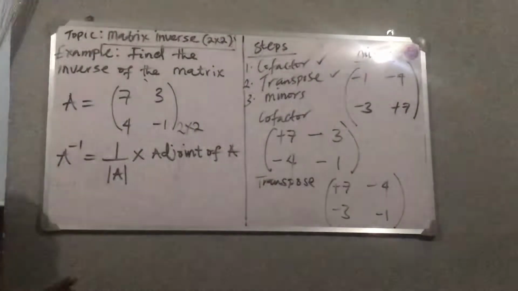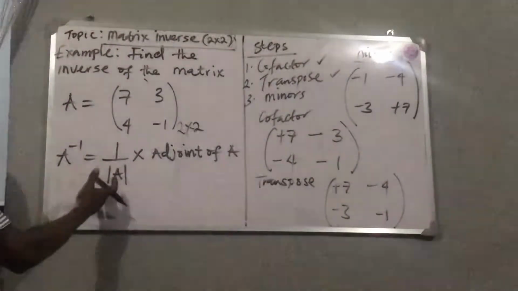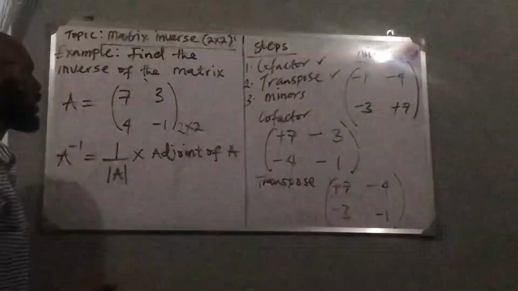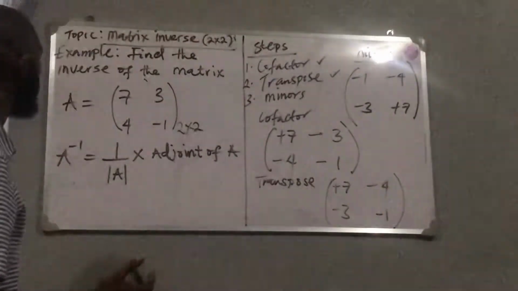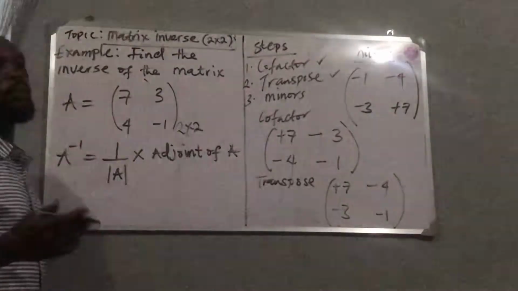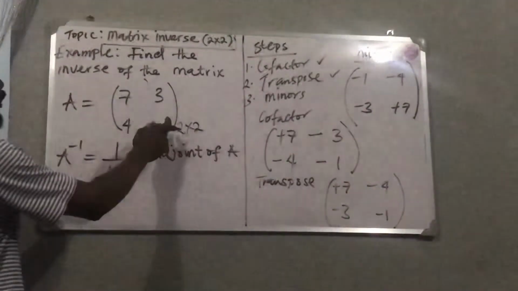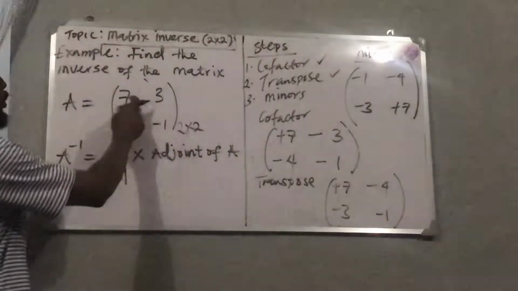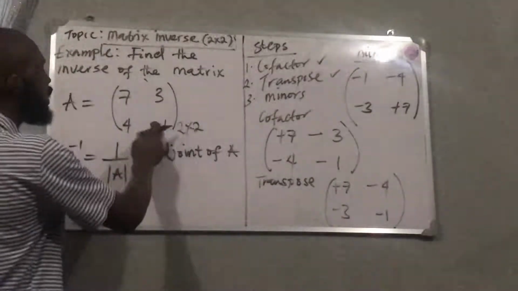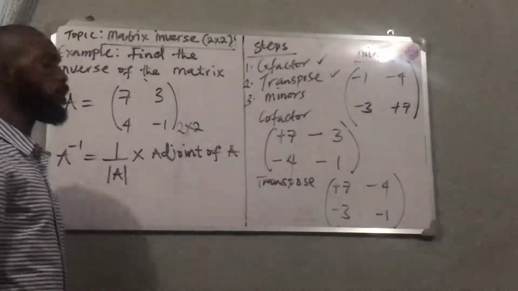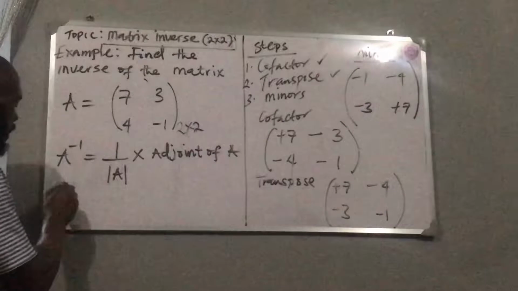Okay? Now I need to find my determinant so that I can just input into my formula. How do I get my determinant? Now, of course, we know that determinant is just for us to multiply the leading diagonal and we subtract from the opposite diagonal, right? So if I multiply the leading diagonal, which is 7 times minus 1, and that will give me, so I can look for my determinant here.